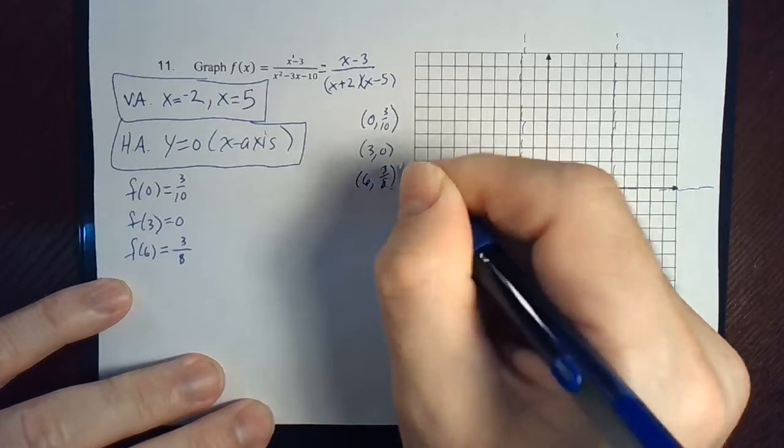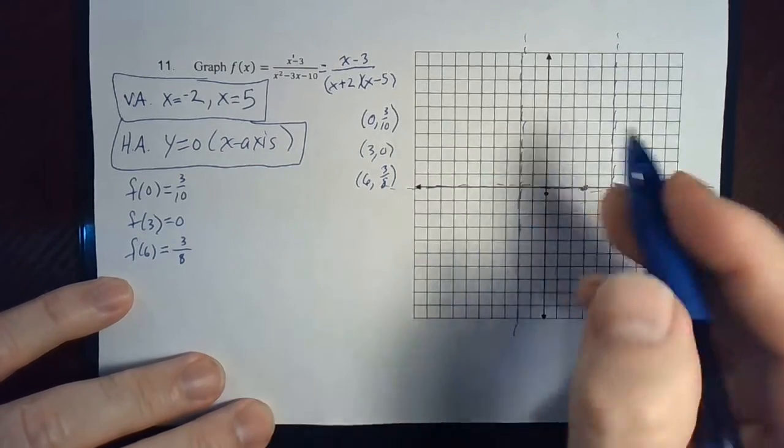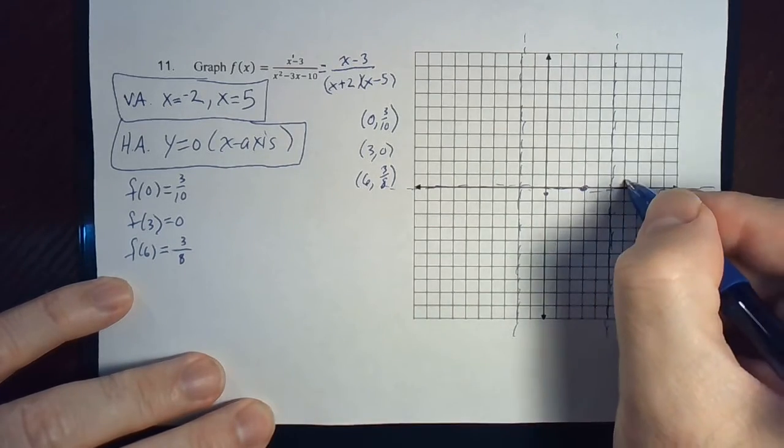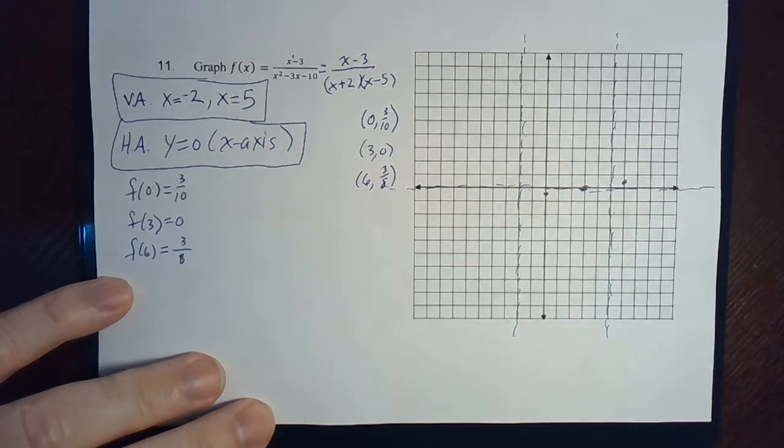So 3/8 is a little bit less than a half. So when I go out to 6, it's going to be just a little less than a half. Like that.